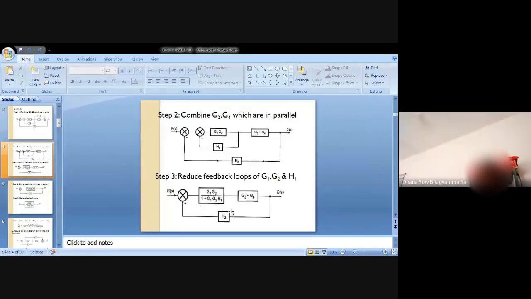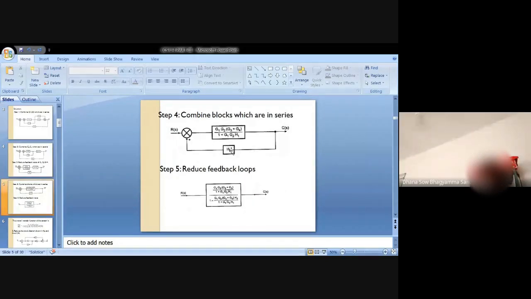The next step, step number 4, is combining the cascade blocks, the blocks which are connected in series. So I will get this. Next, what I can see from this arrow, in this direction, is a positive feedback loop.